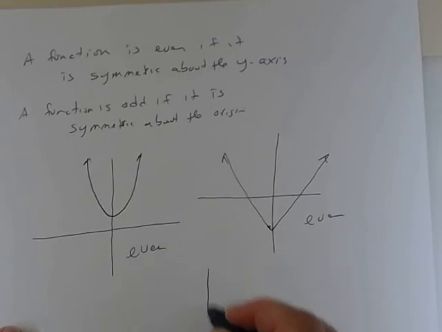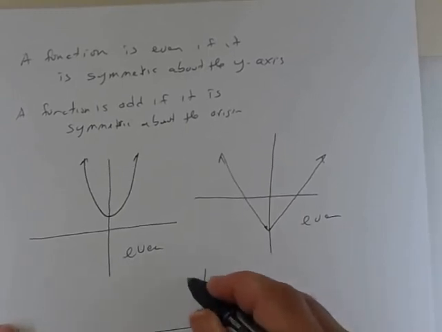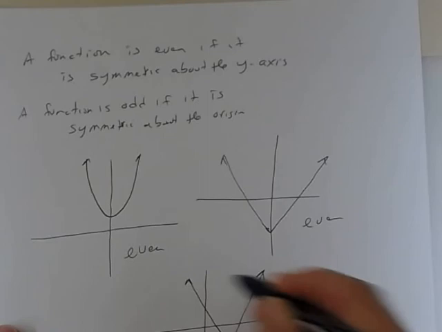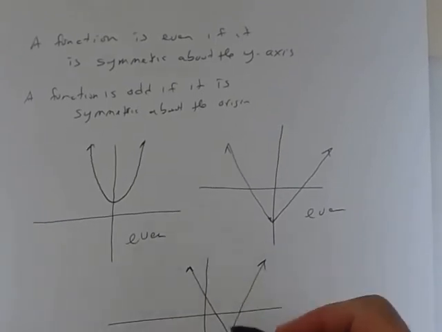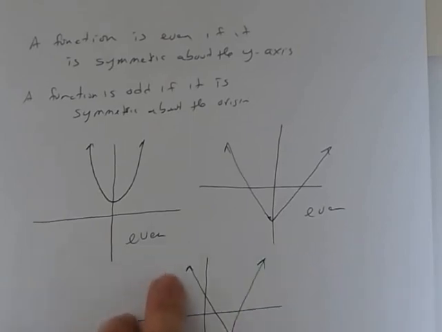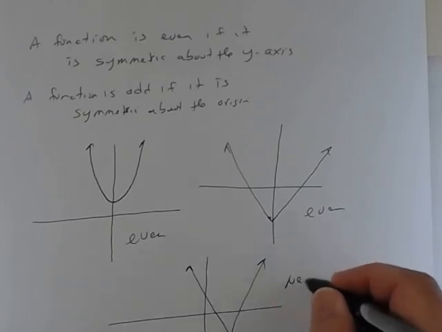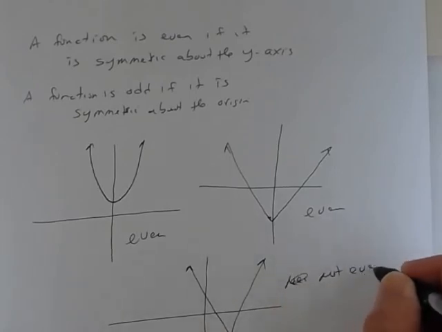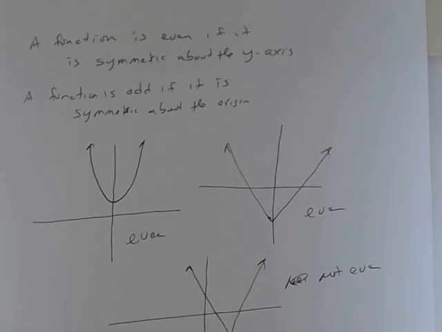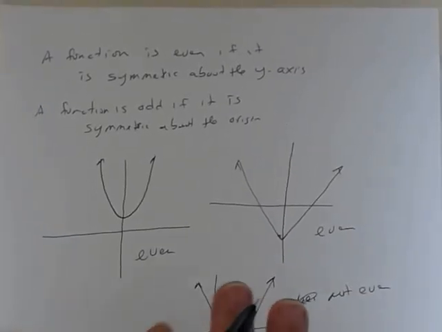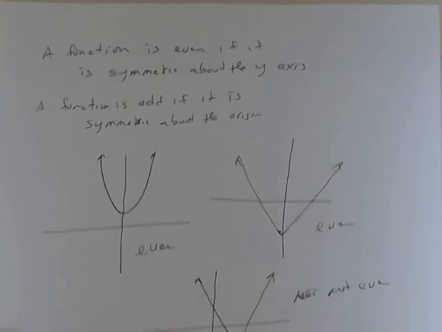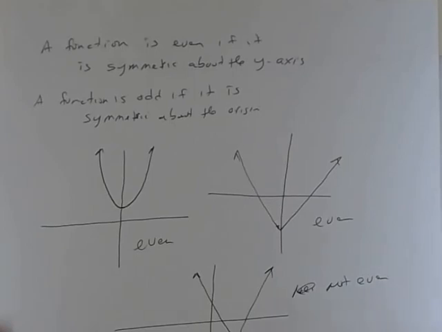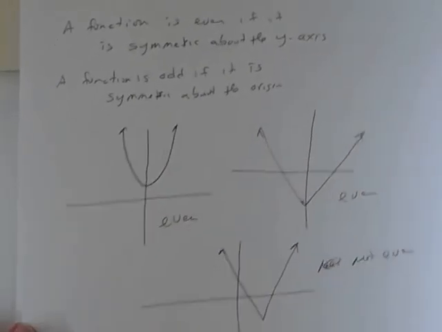Okay? What about this? No. That graph is not symmetrical about the y-axis. If you take this part here and reflect it about the y-axis, there's no way you can get this part back, right? Okay? So you would say neither. Well, let's put not even. So it's not even. Okay? So even is easy to visualize. If a function is even, you can easily see it. Let's talk about if a function is odd.